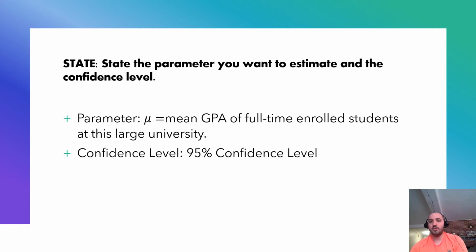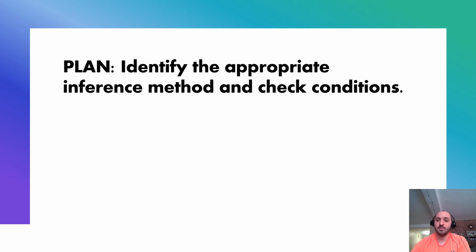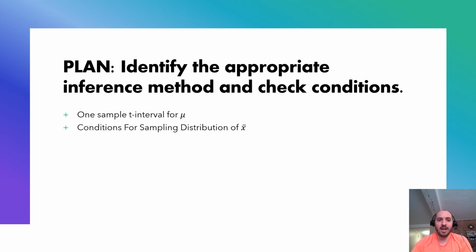From here, you move to the plan phase. You need to plan what inference method we are using. In this case, one sample t-interval for population mean, as well as check the conditions that are appropriate here. Because we're interested in our population mean, and we're looking at a sample statistic, what we're going to lean heavily on is our knowledge of sampling distributions. When we're finding these confidence intervals, you're really looking at a sampling distribution, in this case the sampling distribution for our sample means. So we need to check the conditions for that.